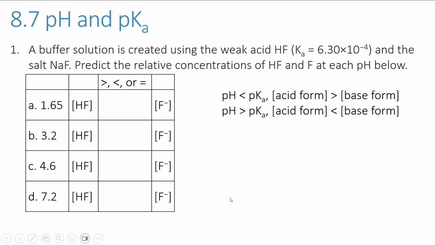So we have a buffer solution that is created using the weak acid HF, which has a Ka of 6.30 times 10 to the minus 2. And it also contains the salt NaF. So my buffer system here consists of HF, and the conjugate base to that is F minus. So these two things together are going to make up my buffer system here. So we want to predict at different pH values whether the predominant form of this is going to be HF, the acid form, or if it's going to be F minus, which is the base form.